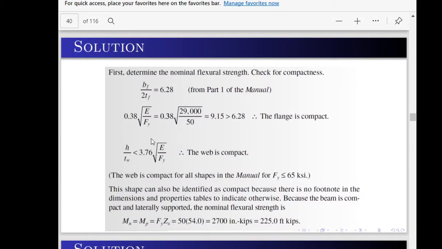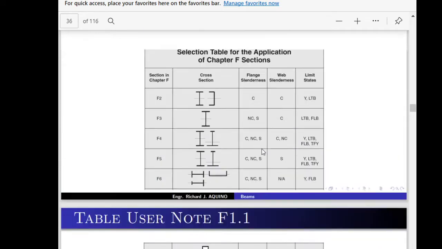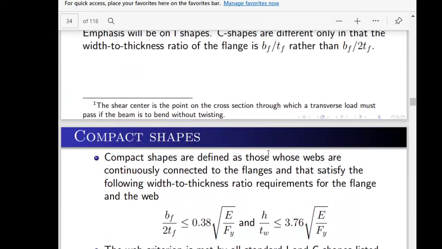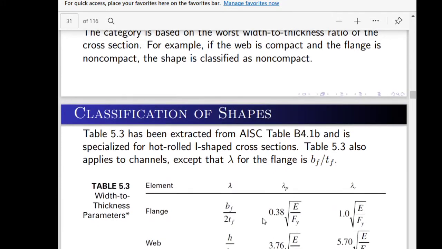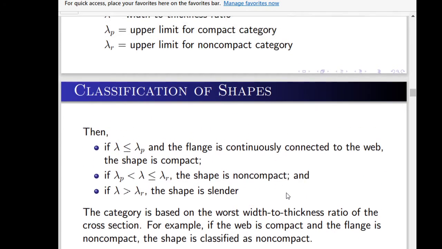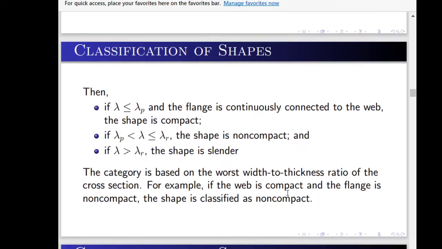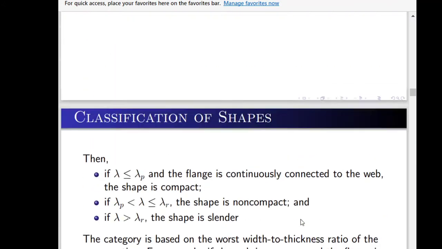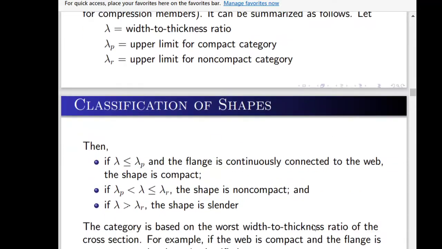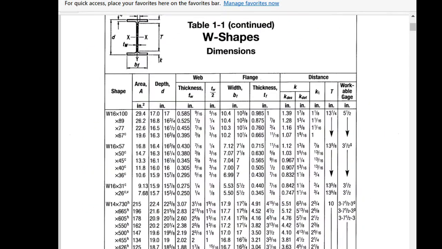Then you have to compare also this equation, no? Can be found in the table. Yes. For the flange, you have to compare this one with the width to thickness ratio for the upper limit for compact category and the upper limit for the non-compact category.